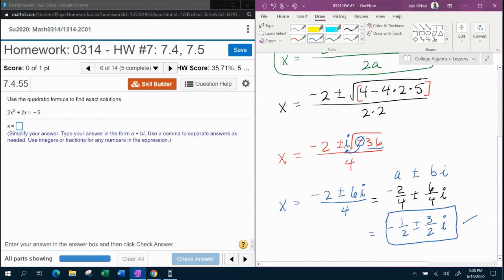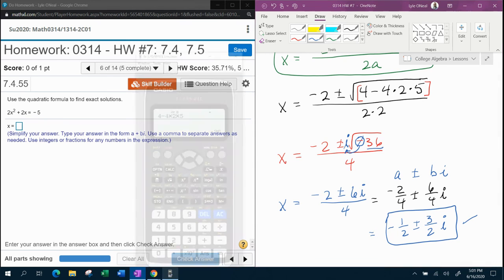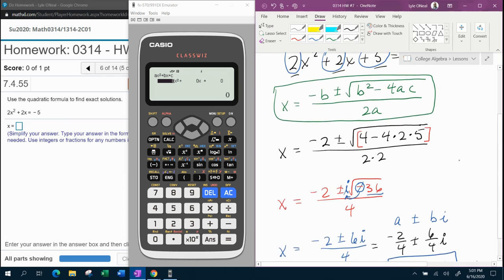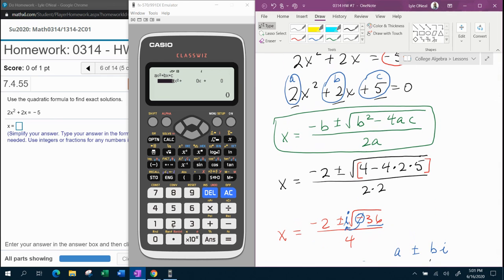Now then, let's grab the Casio Class Whiz and have the calculator solve it for us. So we're going to go to the equation/function option. We're going to select polynomial, and remember that every quadratic has a degree of 2. And then we're going to fill in the values for A, B, and C. That was 2, 2, and 5.